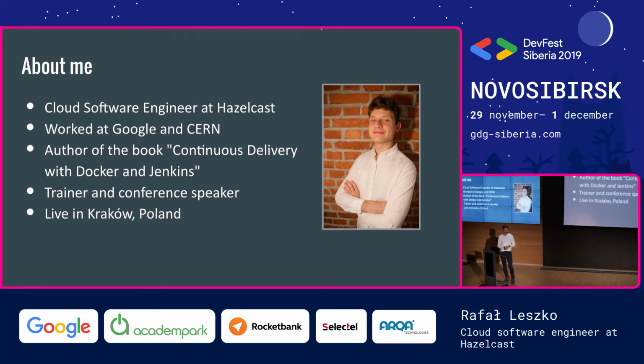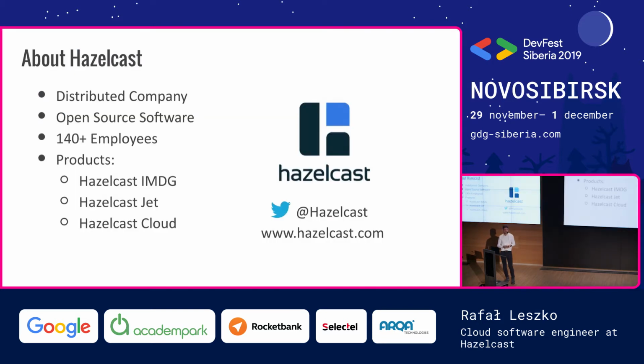A few words about Hazelcast. Hazelcast is a distributed company. It's distributed in two meanings. First meaning is because we produce distributed software. And the second meaning is because we all work remotely. We are about 40 engineers located all over the world. We have a few people also in Russia. So it's like a big family, but located all over the world.